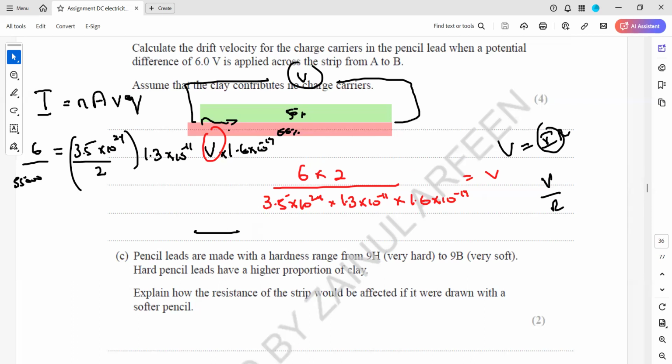What's the final answer for the drift speed? 30.9 meters per second. Okay. Yeah, the 55,000 is also in the denominator. I missed that part. 55,000 is also in the denominator. So the answer is 29.9 meters per second.